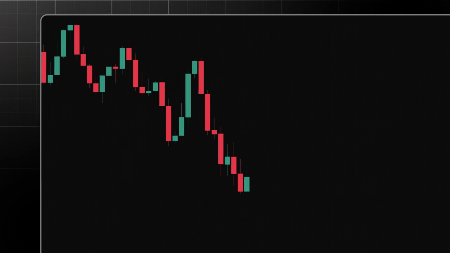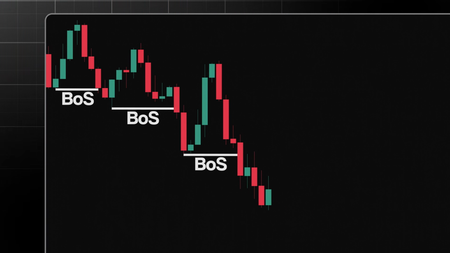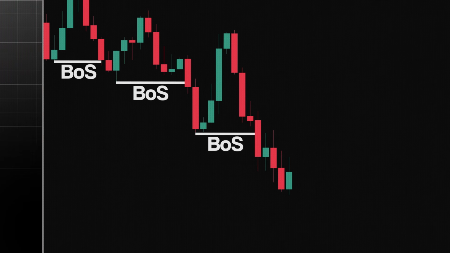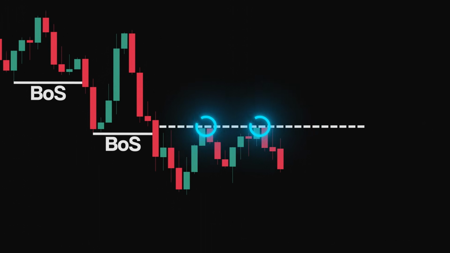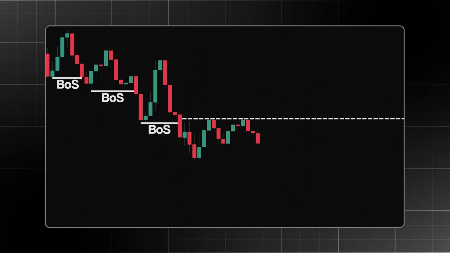Now let's look at a downtrend scenario to make this concept even clearer. On the chart, we can see a clear sequence of lower highs and lower lows. Each time price breaks the previous lower low, it creates a break of structure. This confirms that the market is in a clear downtrend. After the most recent break of structure, we can see a level where price was rejected 2 times. This gives us a strong indication that a liquidity level has formed at this area.